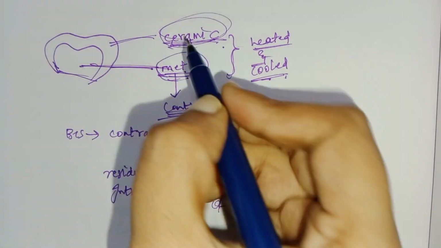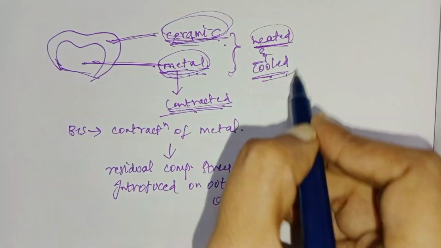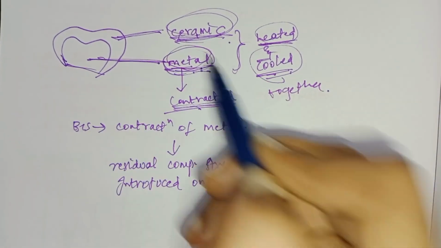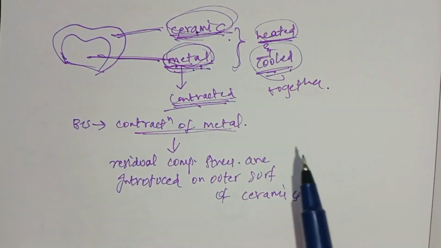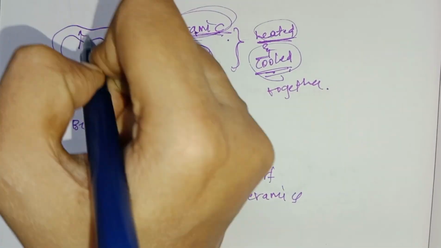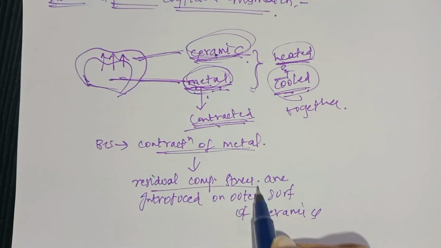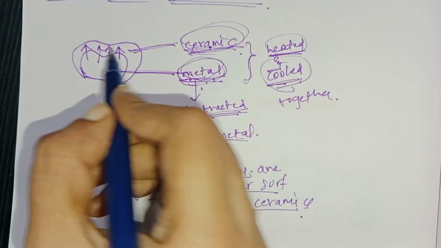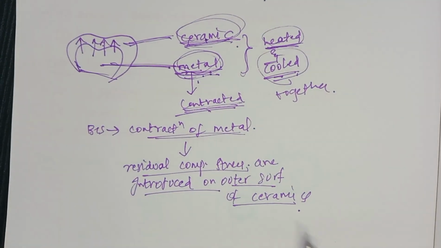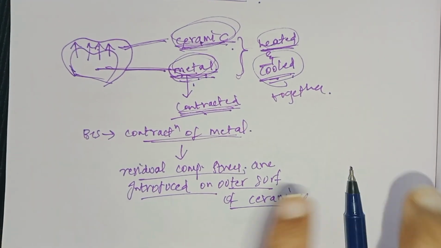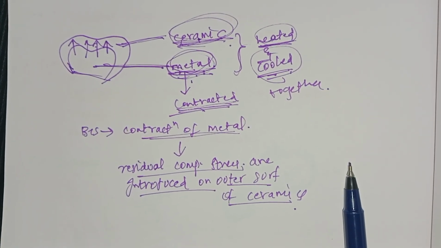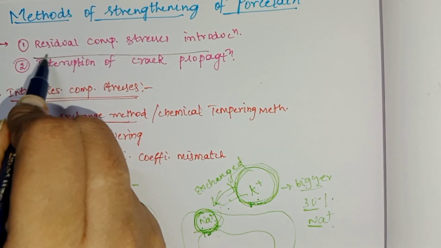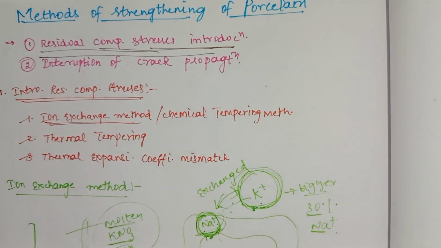See, metal and ceramics, when these both get heated and cooled together, then metal contracts more than that of ceramics. This results in residual compressive stresses, introduced onto the outer surface of the ceramics. Now we have learnt about residual compressive stresses introduction.